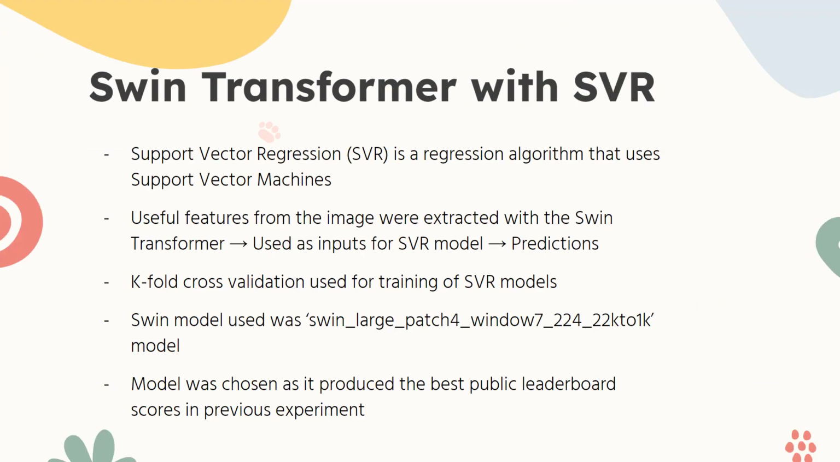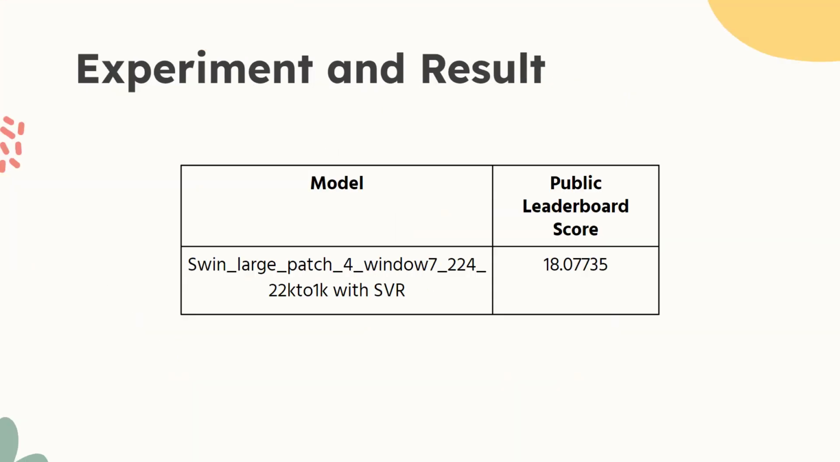To improve prediction accuracy, we utilized support vector regression with the Swin Transformer. The Swin Transformer model extracted valuable features from Pawpularity data images, serving as input for the SVR model. K-fold cross-validation was utilized during the training of the SVR models. For this purpose, we selected the Swin large patch model that produced the best public leaderboard score in our previous experiment, trained with 5-fold cross-validation and 5 epochs. This is the result of our Swin with SVR model.